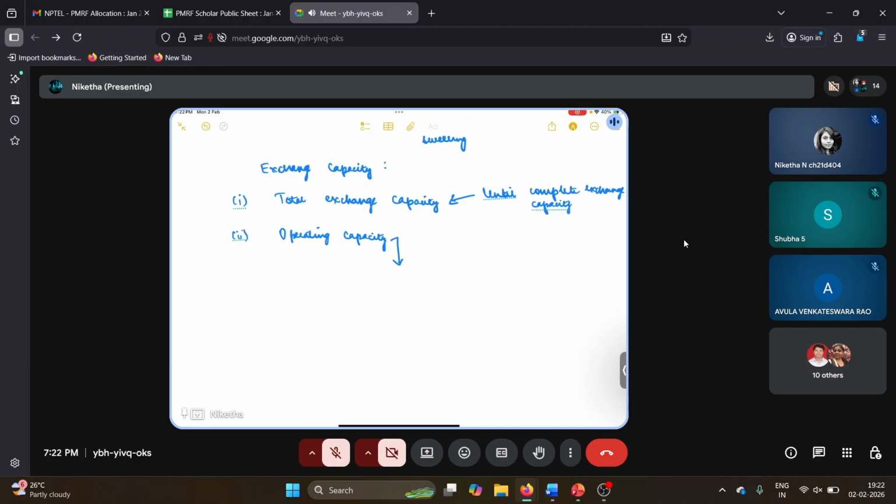Whereas operating capacity means we fix the limit. For example, if we say that until we get 80% exchange is enough, then we stop the process at 80%. That is the operating capacity. This operating capacity is more commonly used because it is more practical. We don't generally go for the 100% exchange capacity. We fix that we want only this much, and then we design accordingly.